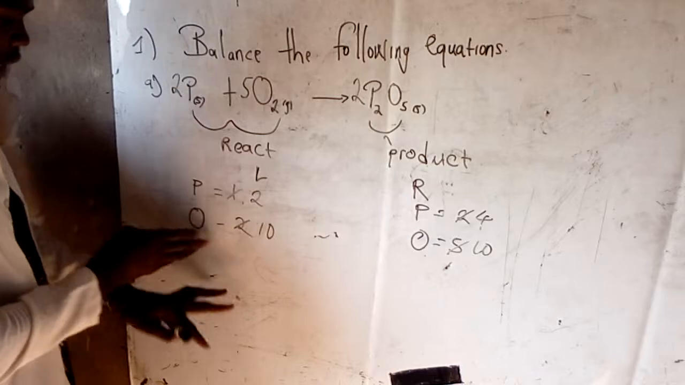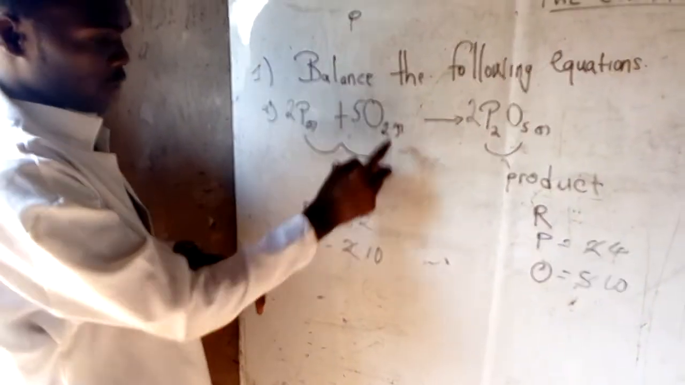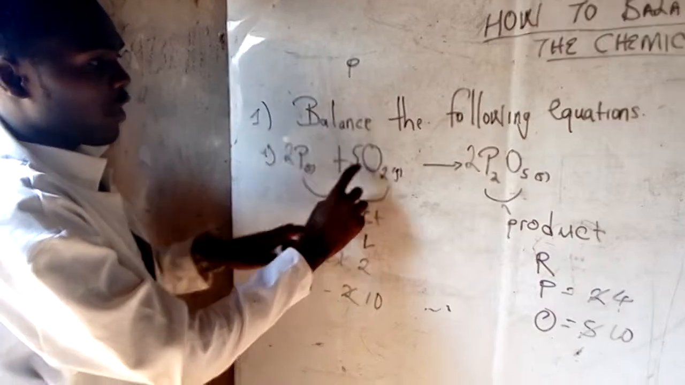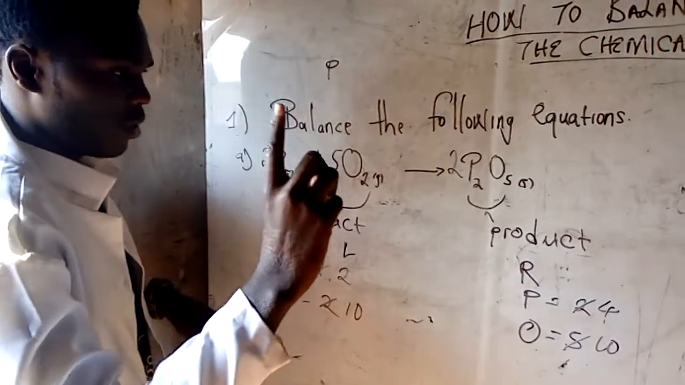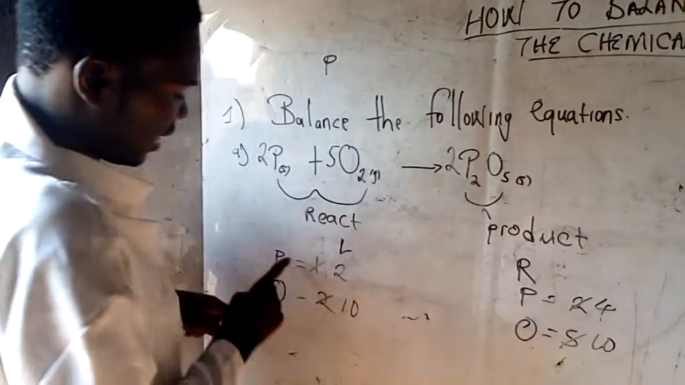10. Now let's look at the left side. Here it is 10. Remember, I've put 5 here. It is 10 because here it's only affecting oxygen, because oxygen here is 1. So when we multiply 5 times 2, it is what? 10. Oxygen has balanced. But now phosphorus isn't balanced.